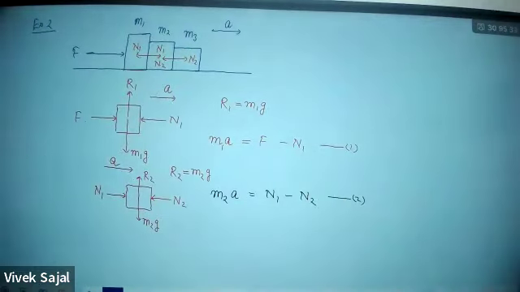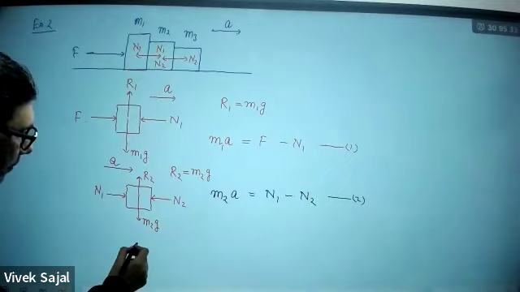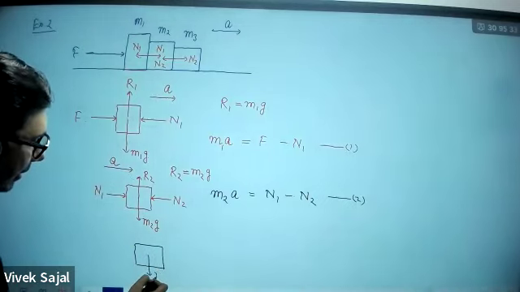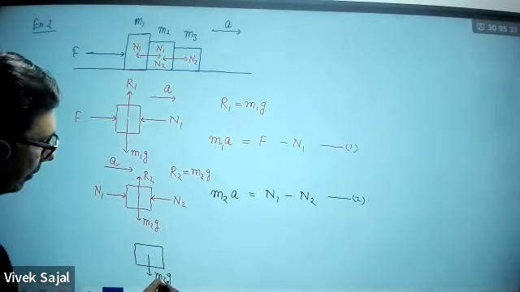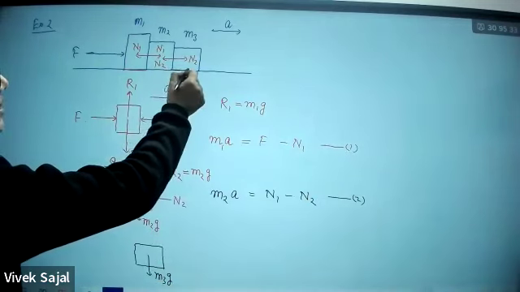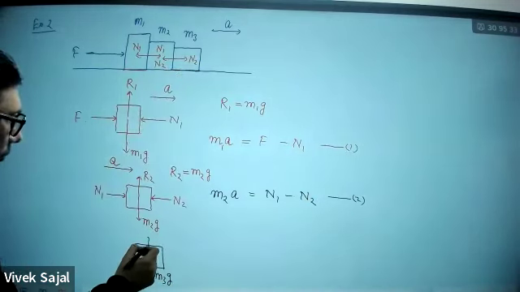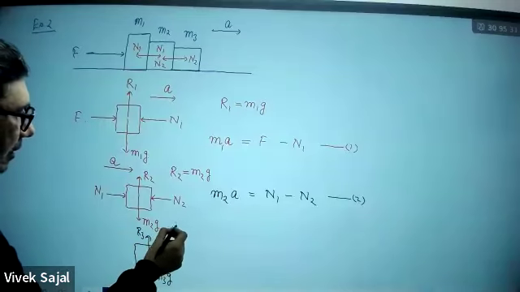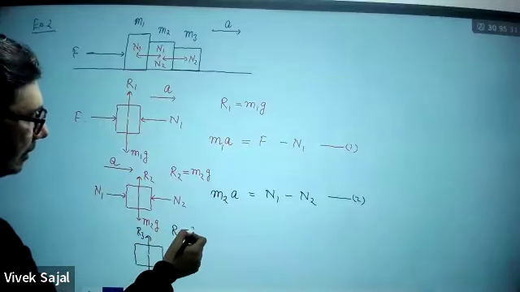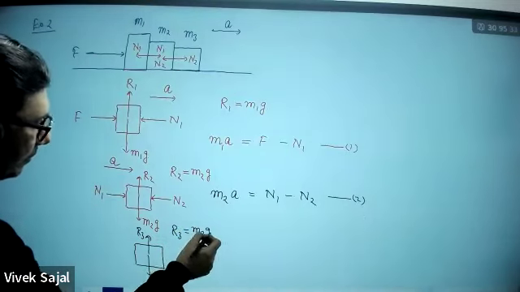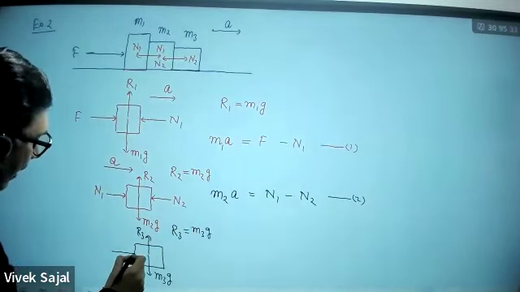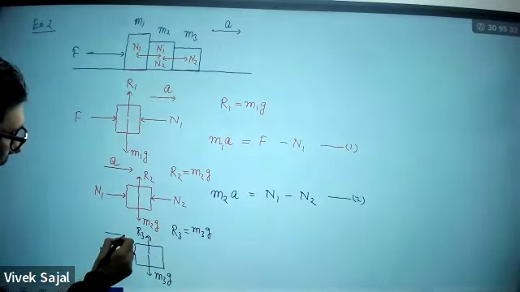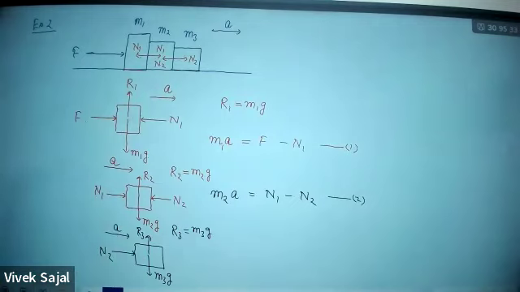Now for the third, if you look at the third block, its weight M3g is acting in the downward direction. This is in contact with the ground. So in the upward direction, R3 is going to act. So R3 is going to balance this M3g. And in the horizontal direction, only one force is acting, that is N2. And this is causing an acceleration A in this direction.